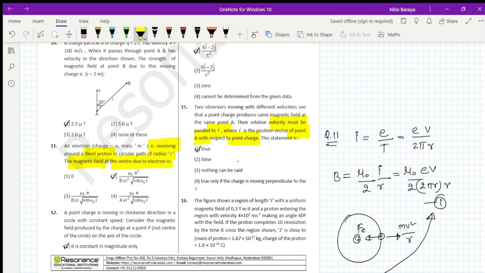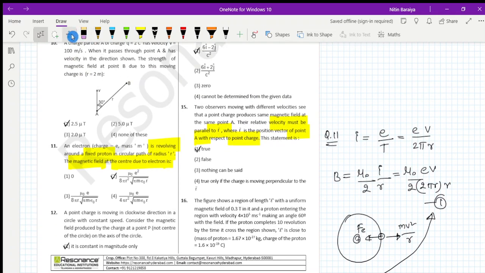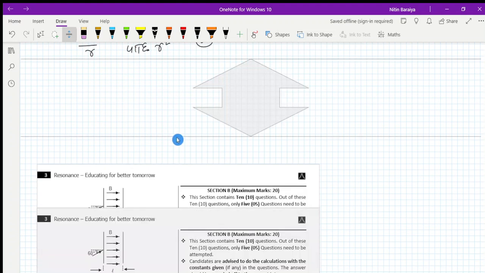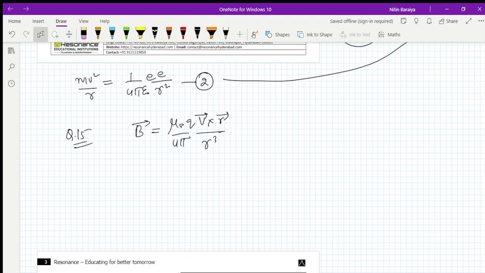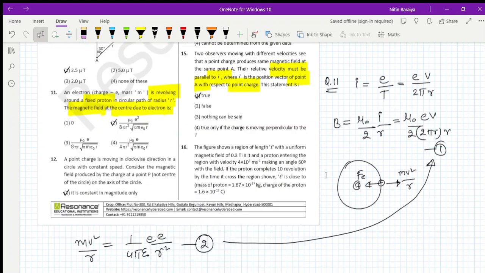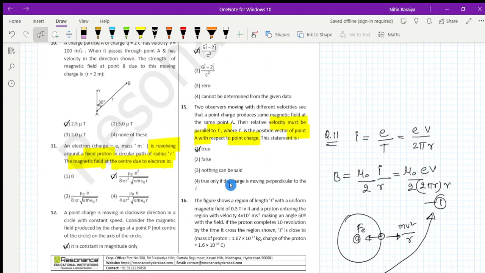All right. So now the two observers moving with different velocities see that the point charge produces the same magnetic field at the same point. Let's try to understand this question number 15, what it says. What is the formula for magnetic field? Mu naught upon 4 pi, q times V vector cross R vector by R cube. Now for both the observers, they are moving with different velocities. In this, the position vector for both of them is the same.